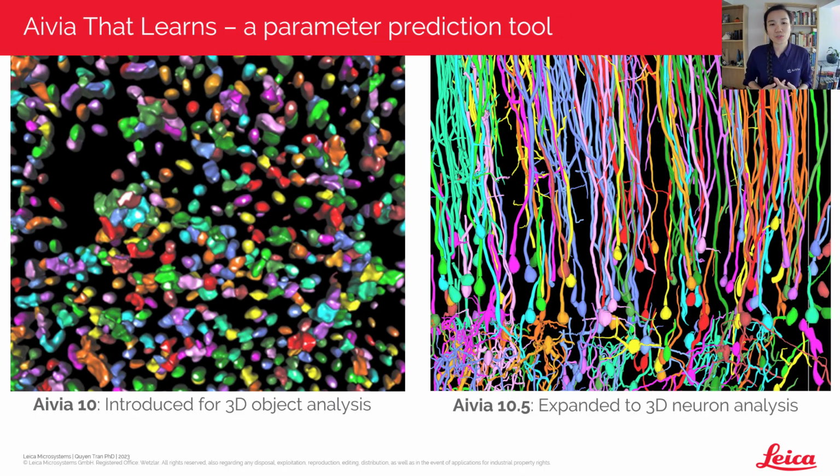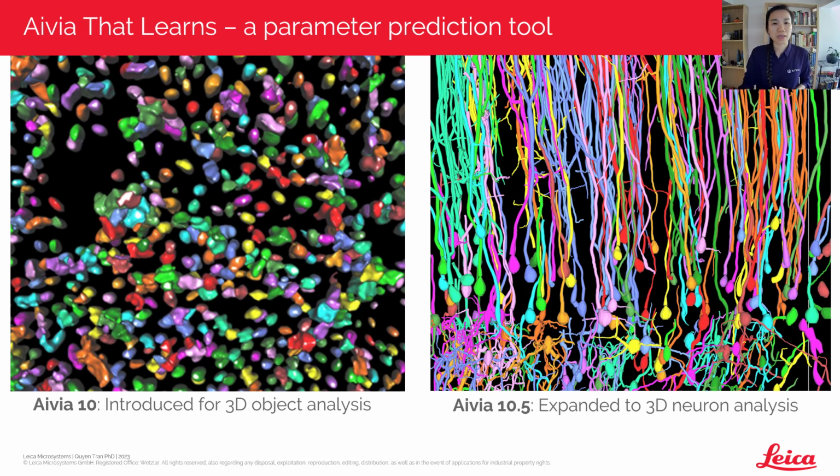Another update in Aivia 12 deals with Aivia That Learns. For those who are unfamiliar, Aivia That Learns was introduced in Aivia 10 for 3D object analysis. Essentially, you click a button, Aivia then examines your image, and using our Aivia That Learns deep learning model, predicts the recipe parameters for you. This essentially provides you with a starting point for your detection. In Aivia 10.5, we expanded this feature to 3D neuron analysis.